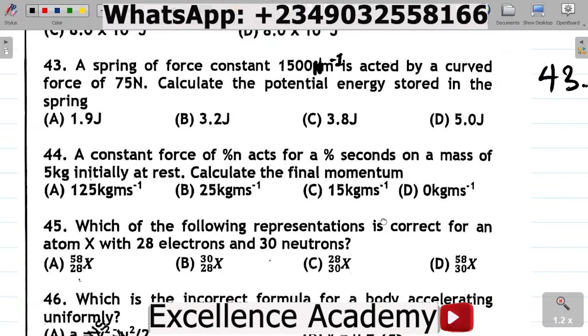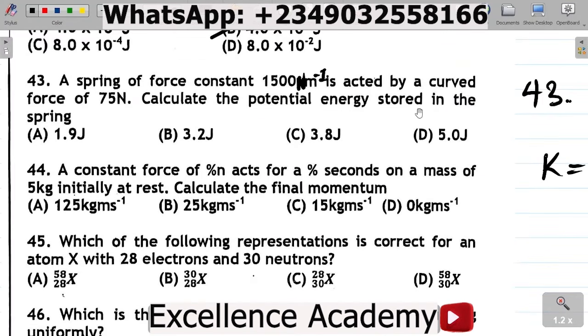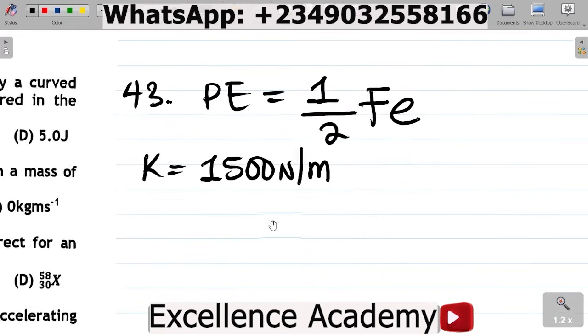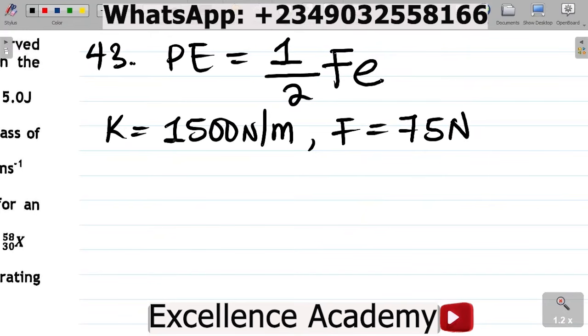Now, let's look at what we are given. We are given force constant 1500 Newton per meter. So K is equal to 1500 Newton per meter. Okay, they said by a curved force of 75 Newton. So F is equal to 75 Newton. You have this. Right, so how do we get it? Because for us to get potential energy, we need the value of F and E. We already have a value for F, but not E, not for extension. So how do we get the extension?